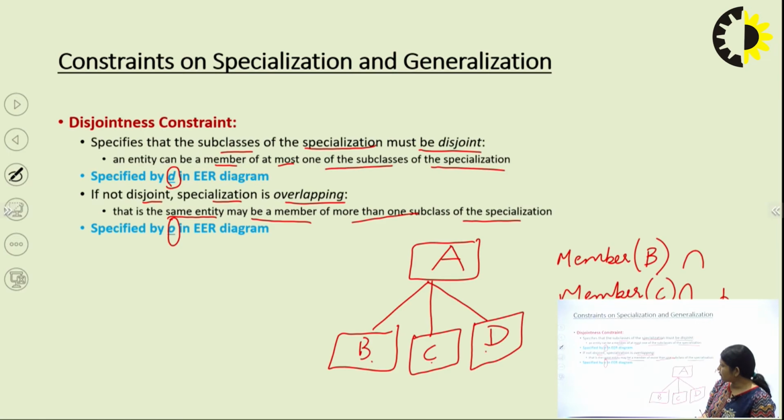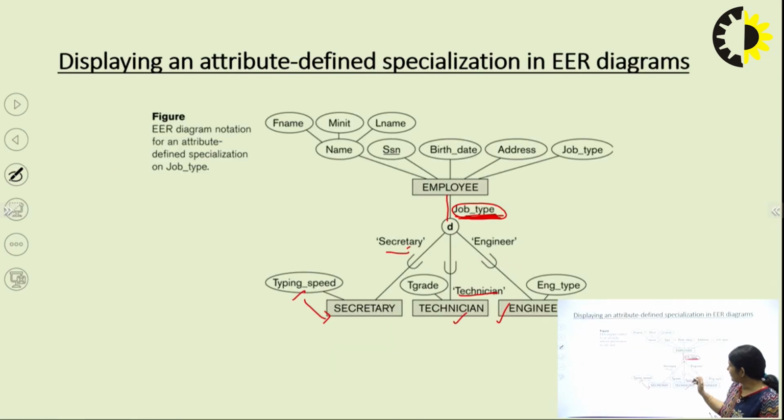Now here you have seen this particular D. This D represents the disjoint. That is, if employee is being subcategorized into this, there would be no member that would be a secretary as well as an engineer as well as a technician. So this would have disjoint members.